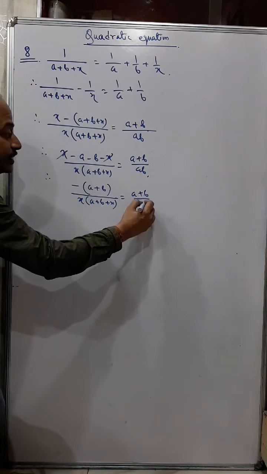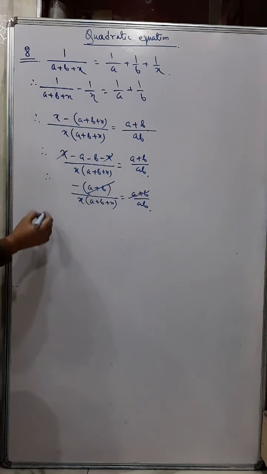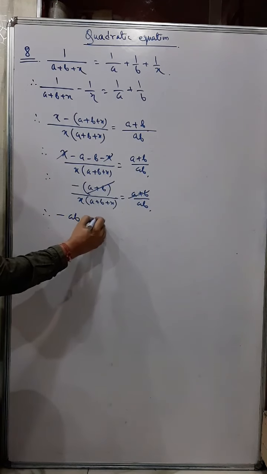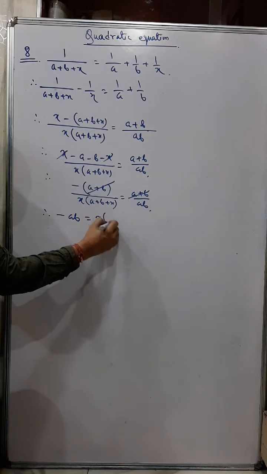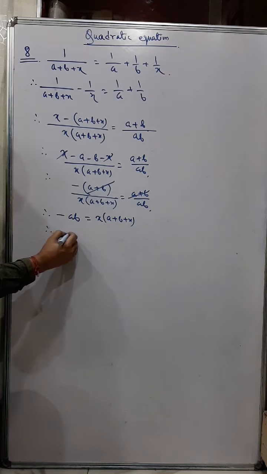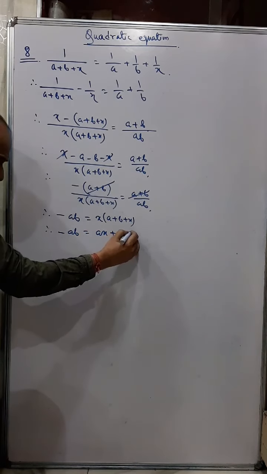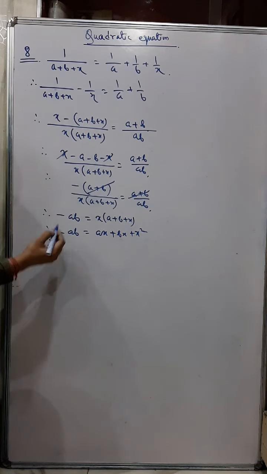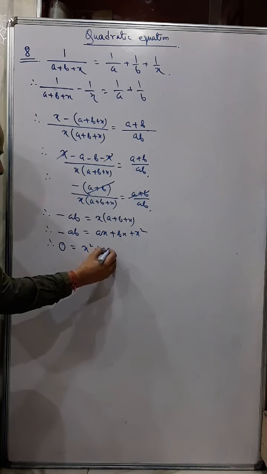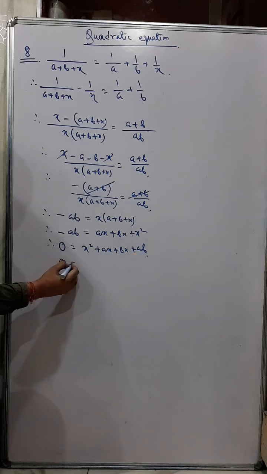is equal to a plus b by ab. Now this a plus b and a plus b will get cancelled. Finally ab comes here. So what you got? Minus ab is equal to x into a plus b plus x. Minus ab equals to ax plus bx plus x square. So you can understand 0. You got x square plus ax plus bx plus ab, and now we can factorize.